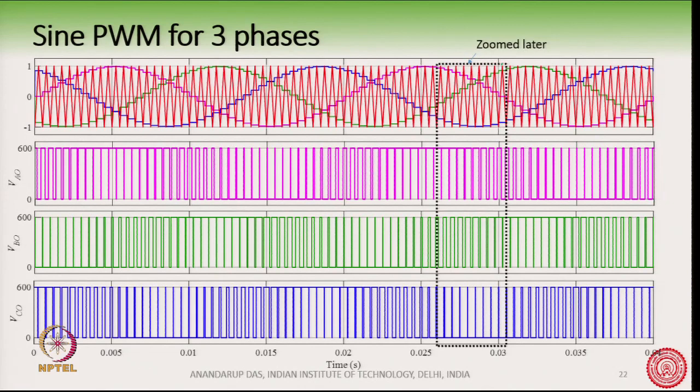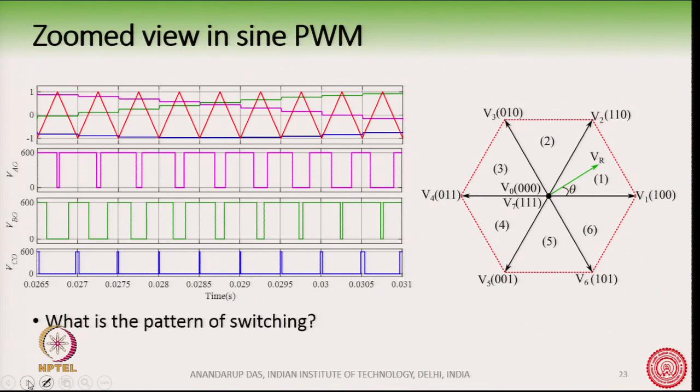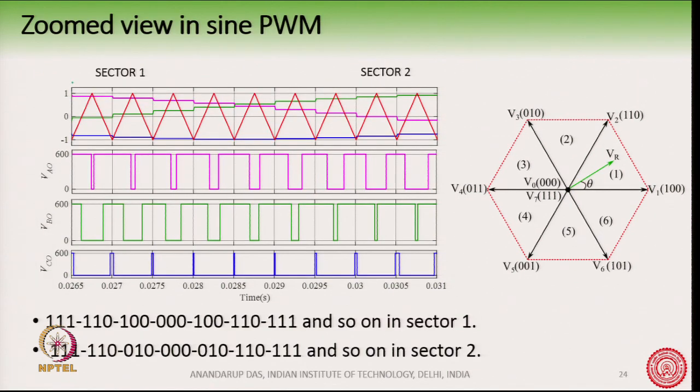Now, let us zoom into this portion of the waveform. Let us zoom in here and show it in the next screen. So, this is the zoomed version. Now, let us try to see the pattern of switching in this zoomed view. Let us concentrate first on the first carrier. How do you see the pattern of switching?